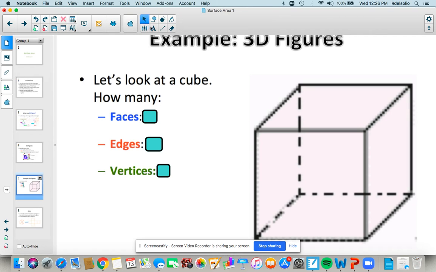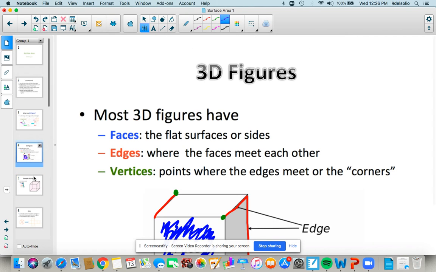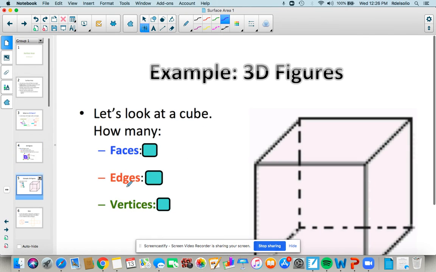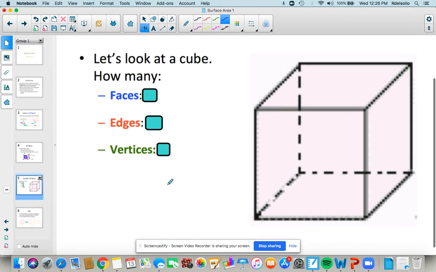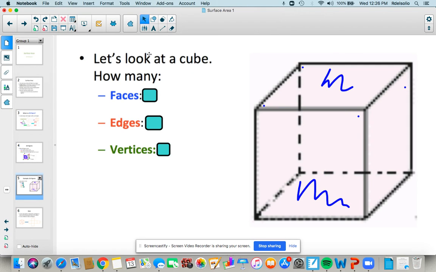You can think of a cube if you ever played with a dice before, that's a cube shape. So let's identify how many faces are on this cube. Again, faces are the flat surfaces or sides. So if we look here, we have one on the front, one on the back, one on the left side, one on the right side, one on the top, one on the bottom. So that's a total of 1, 2, 3, 4, 5, 6. And again, just like a dice, that has 6 faces.